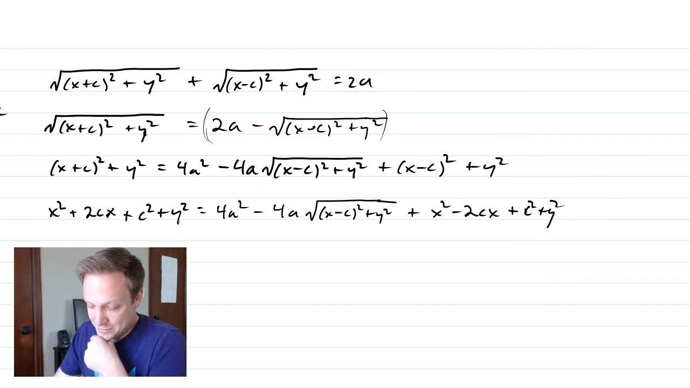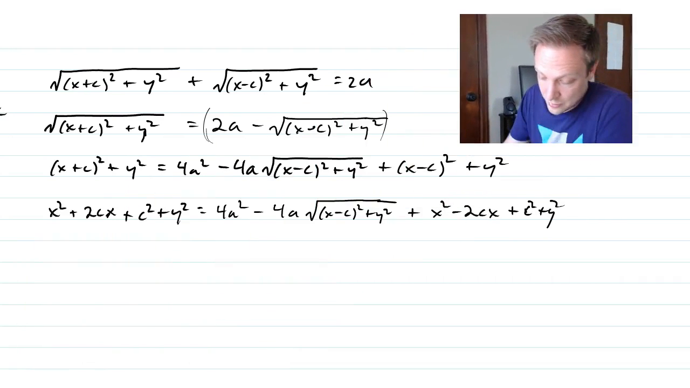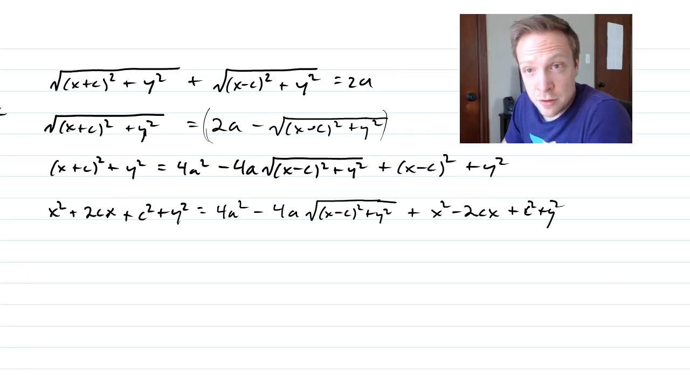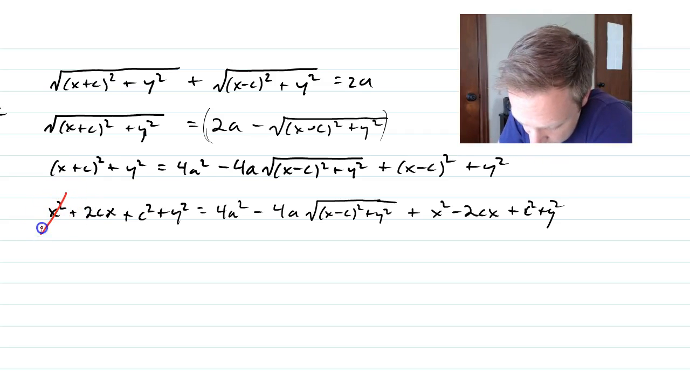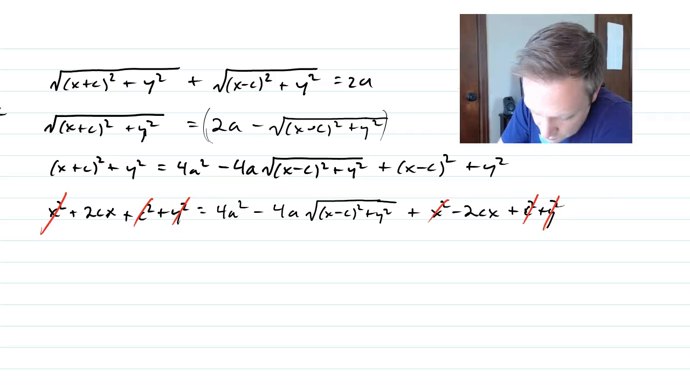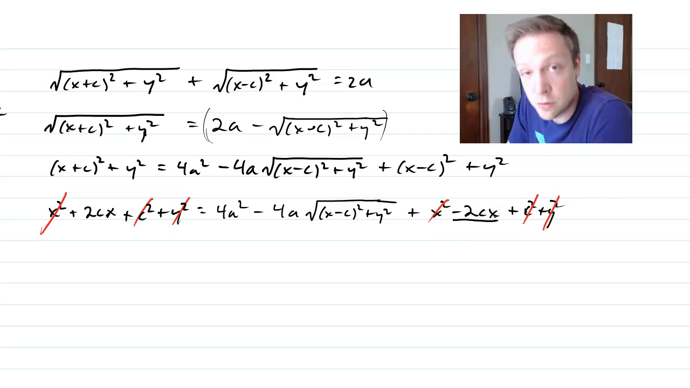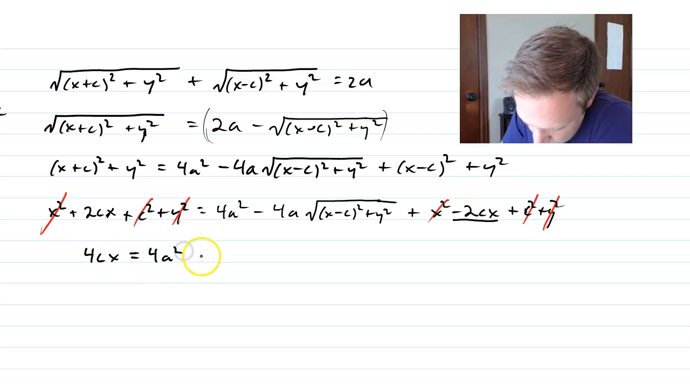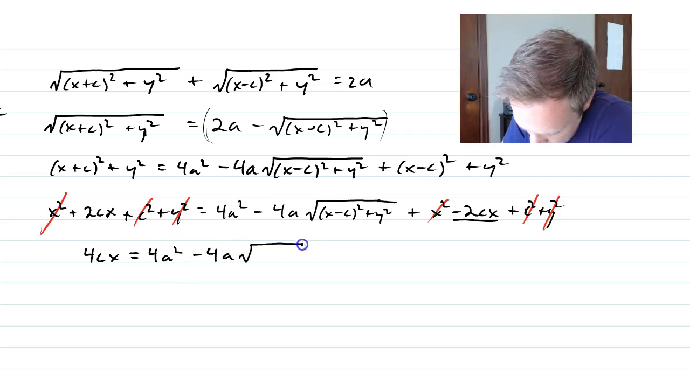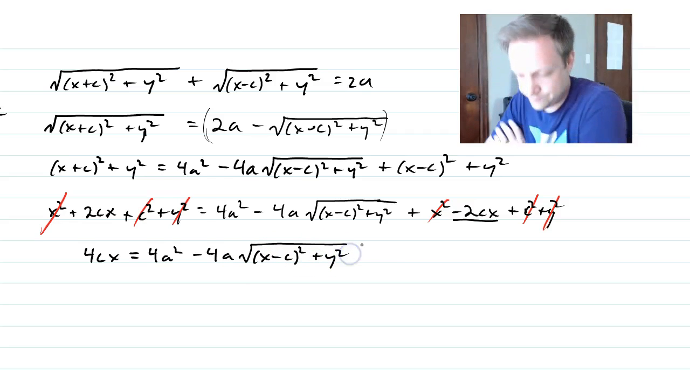Okay. So now that we've foiled all that out, I've noticed that there are terms on both sides that are the same. So what can we cancel out here? We can cancel the x squareds, the c squareds, and the y squareds. And what I'm going to do is add this 2cx over to the other side. So I have 4cx is 4a squared minus 4a times the square root of x minus c squared plus y squared.